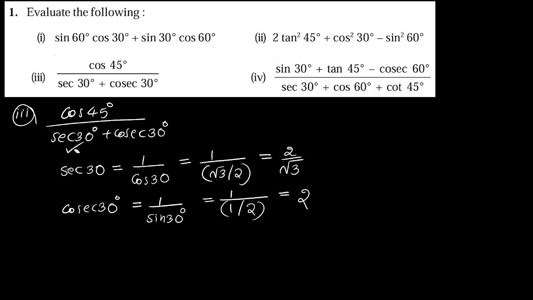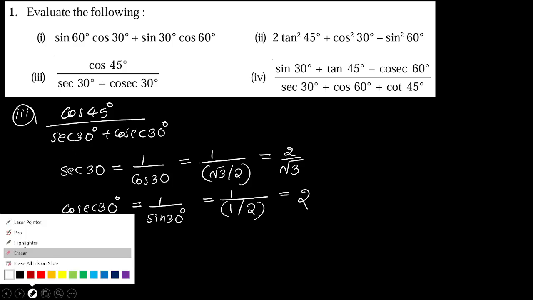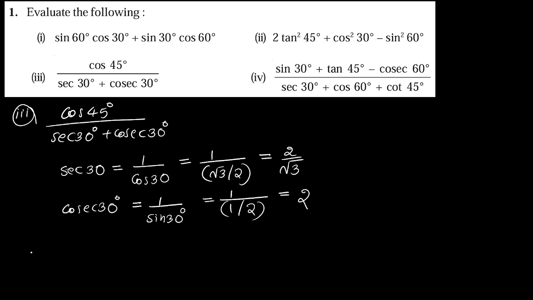Simplification is required, otherwise you will not get full marks. So our question becomes: numerator is cos 45, that we have studied, 1 by root 2, all divided by sec 30, what is that? 2 by root 3.